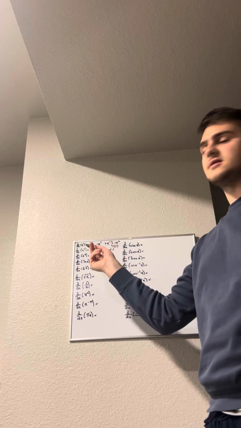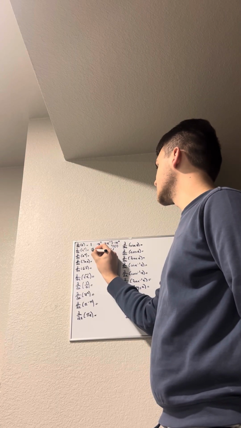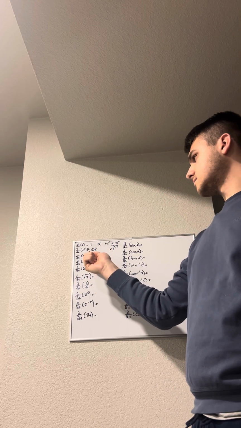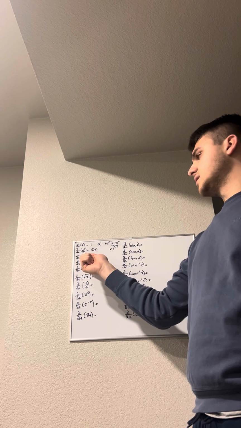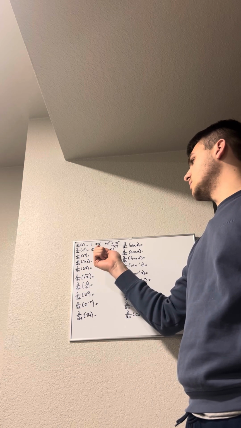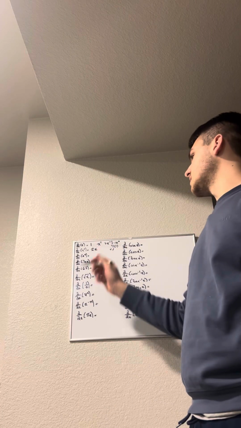And then over here, just as I talked about before, the second one would just be 2x, because you're bringing down the 2 from x squared, and then you're subtracting 2 minus 1 in terms of the exponent, so that should just give you 2x.